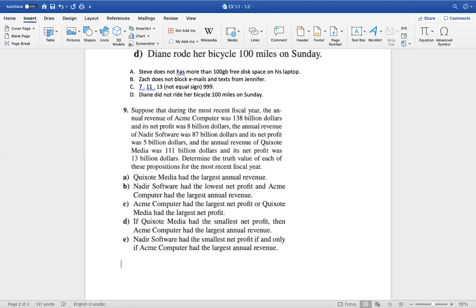So here we are asked, does Quicksort Media have the largest annual revenue? So we have to determine the truth value of these propositions. We know that these are propositions, but we have to determine their truth value. So again, in the exam, you can expect something like this. We will give you some paragraph, and then you will have to determine the answer based on that paragraph.